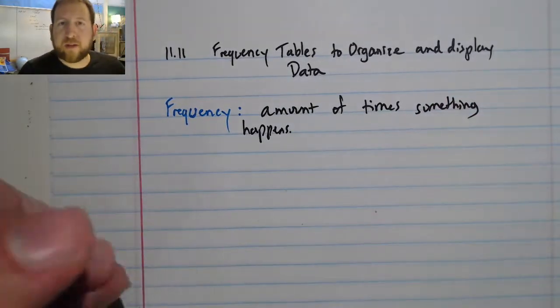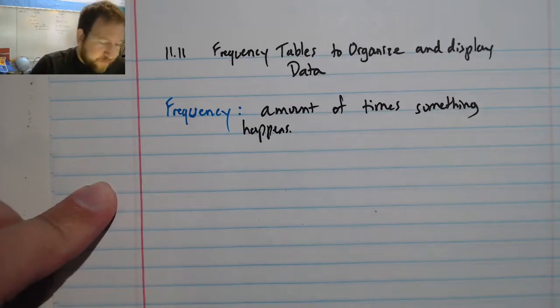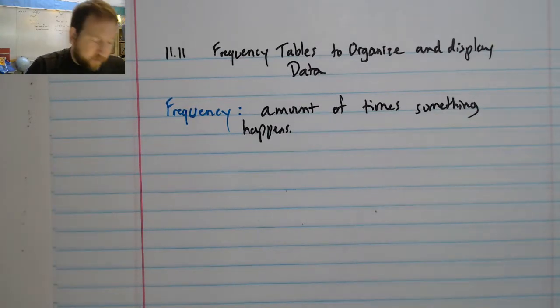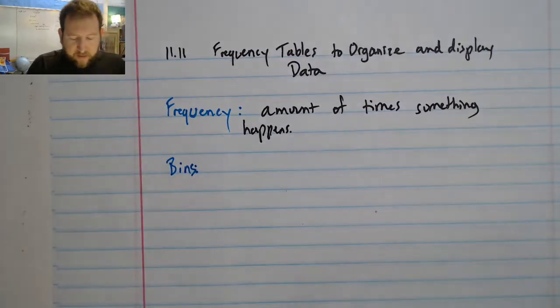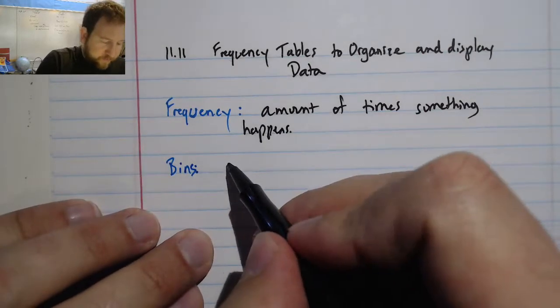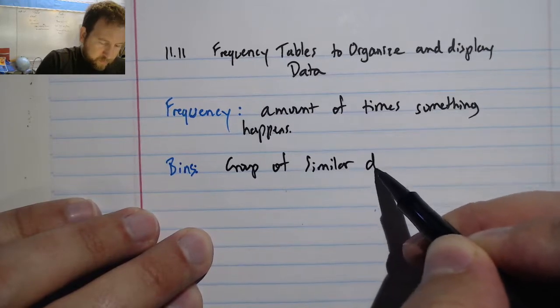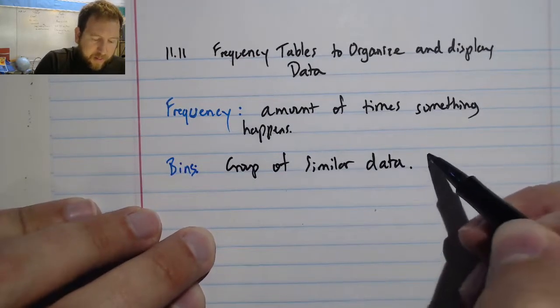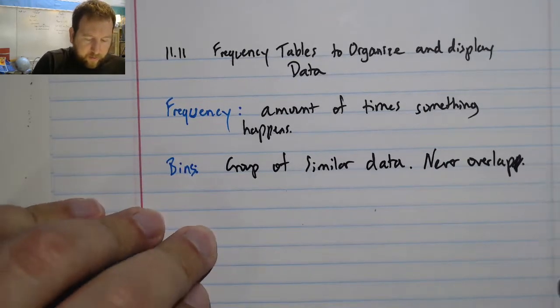And this whole frequency table thing is going to allow us to look at trends among how often things are happening. And we'll take this data to build a graph of it in the next section, and those graphs are called histograms. We also have another topic that we'll talk about, only a little bit because we don't need it for the homework, but we can take data and put them in bins. And bins are a group of similar data. And they never overlap.